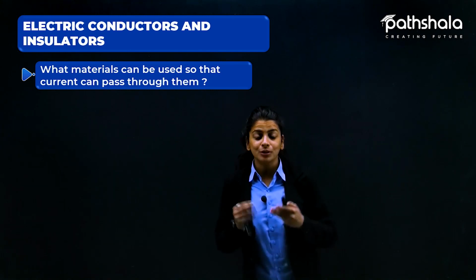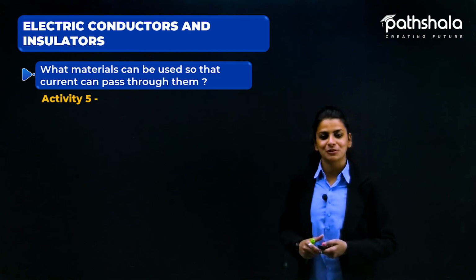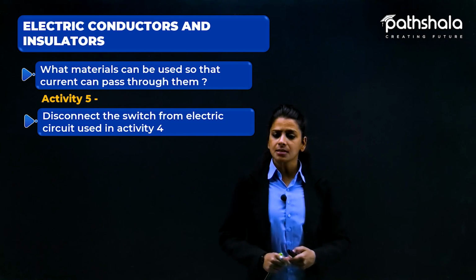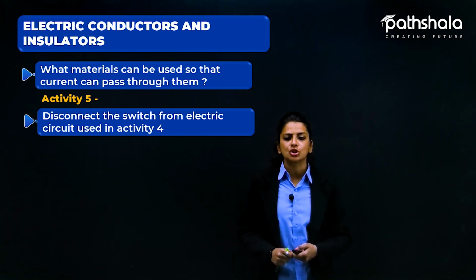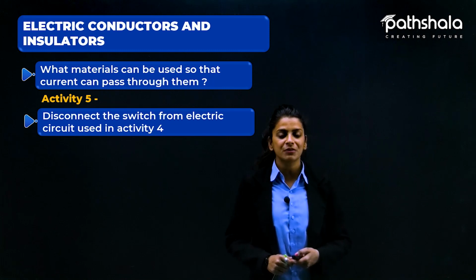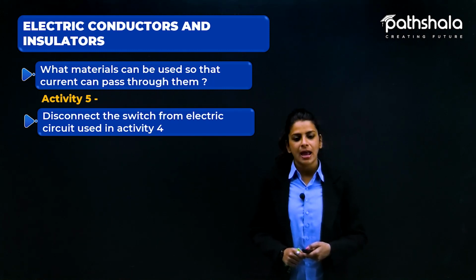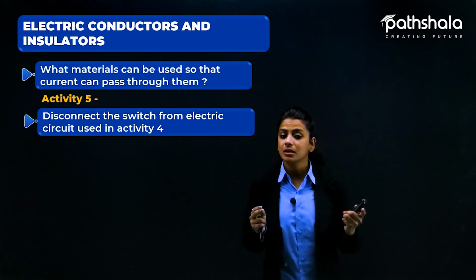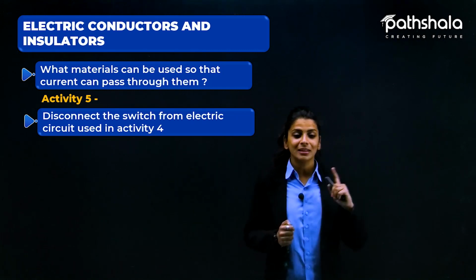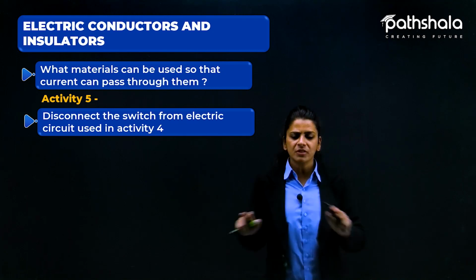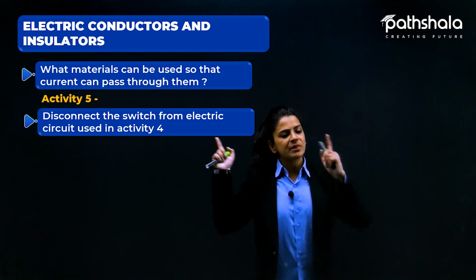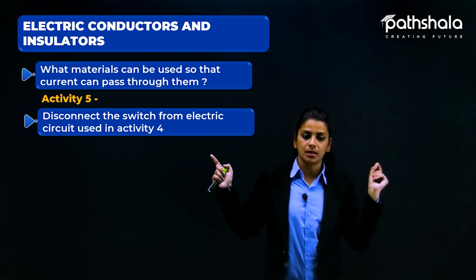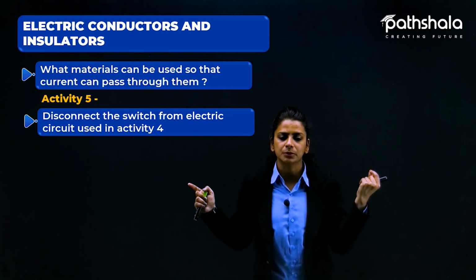Now for this particular topic, we are going to do one simple activity. Activity number 5. So first step is disconnect the switch from electric circuit used in activity number 4. In the previous activity, we have made a switch and also we have experimented whether the bulb glows or not by switching it on and off. So what we have to do for this activity, from that previous model that we have made, हमें उसमें से switch निकाल लेना है. We have to take out the safety pin, for example.